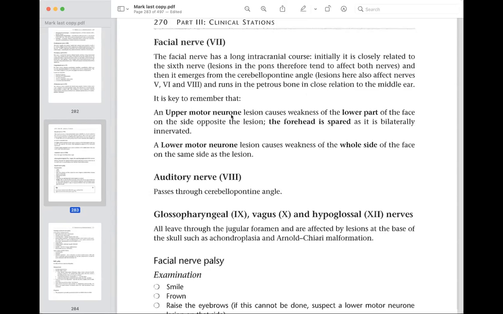It is key to remember upper motor neuron lesions cause weakness of the lower part of the face on the side opposite the lesion. The forehead is spared as it is bilaterally innervated. So we will remember upper spares upper. The upper motor neuron lesion spares the upper part of the face. So if the right-sided upper motor neuron of the facial nerve is affected, you see only left lower facial palsy. Lower motor neuron lesion causes weakness of the whole side of the face on the same side as the lesion. This is very common, all of us will know, so we will not spend more time on this.